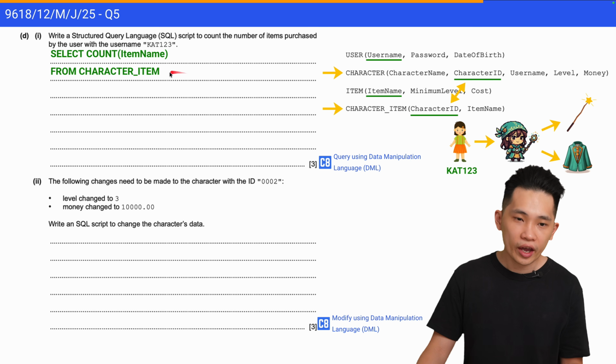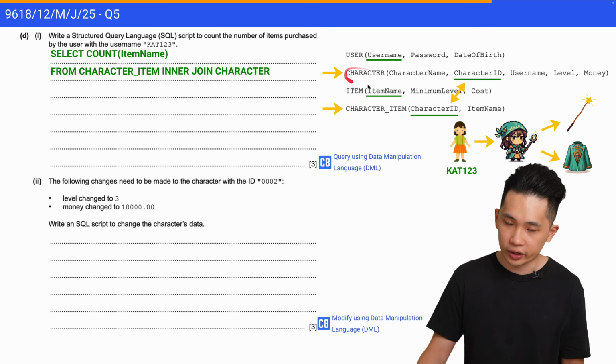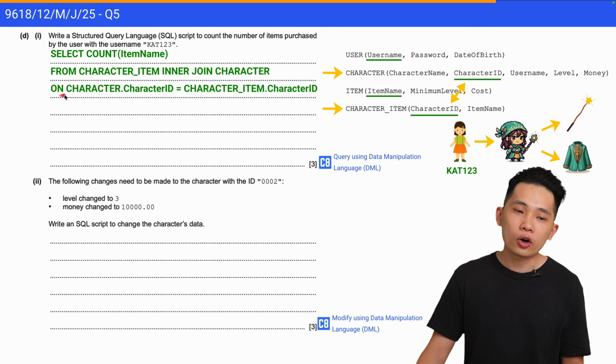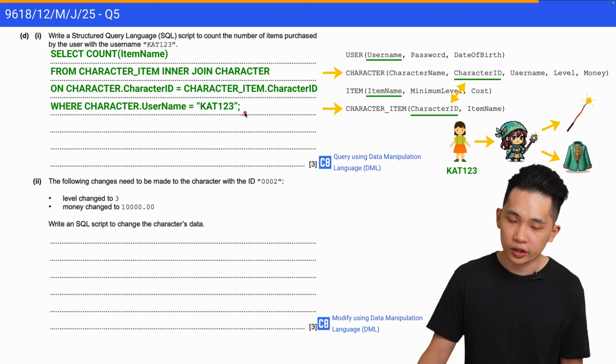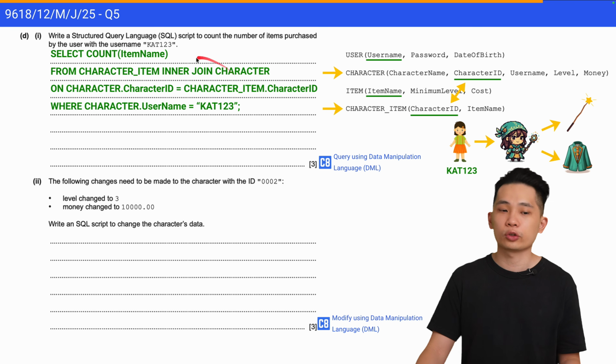And next, we have to do some joining. So inner join character table here. And then next will be on character dot character ID is equal to character underscore item dot character ID. So we are joining these two tables based on this character ID column here. And finally, we have to do the filtering of cat123 here. So where character dot username is equal to cat123 and then the semicolon here. So this is how you can get 3 marks for this question here.